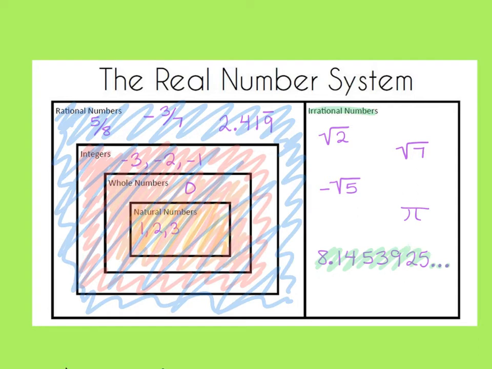And we're going to talk a little bit today and show how to do these in your calculator. But numbers like square root of 2 and square root of 7, when you type them in, you're going to get a non-terminating, non-repeating decimal like this one at the bottom, 8.1453925, continuing. You could plug a negative in front of the square root, and it just makes the number negative, but it's still going to be a number that does not end, does not repeat.